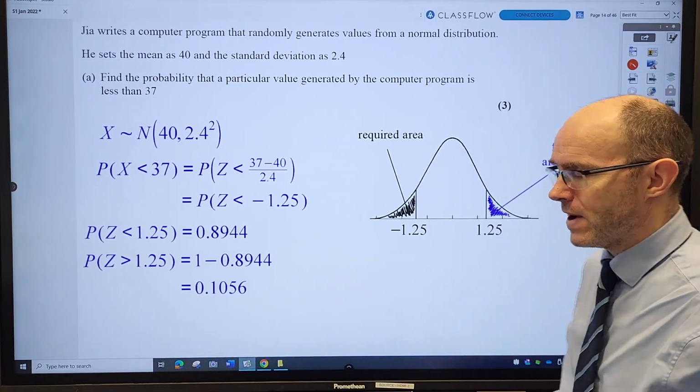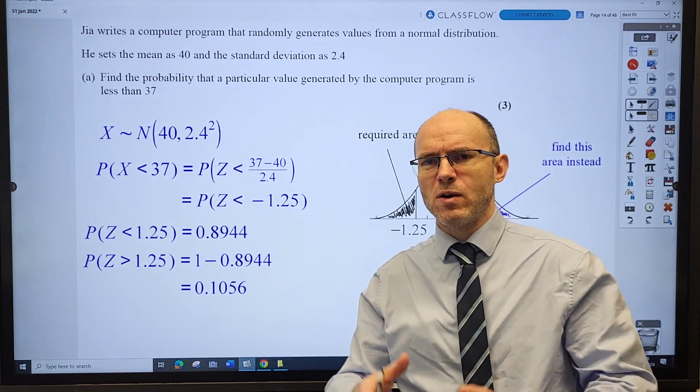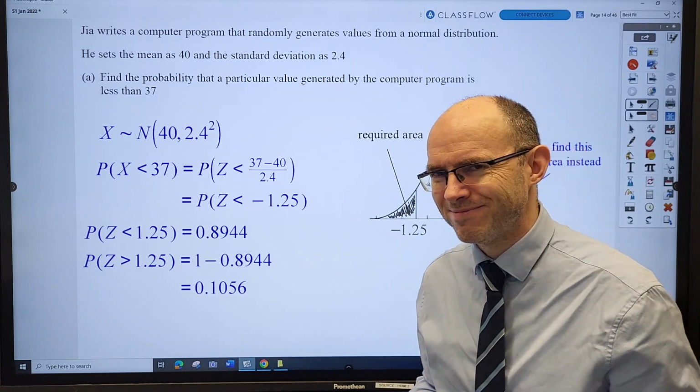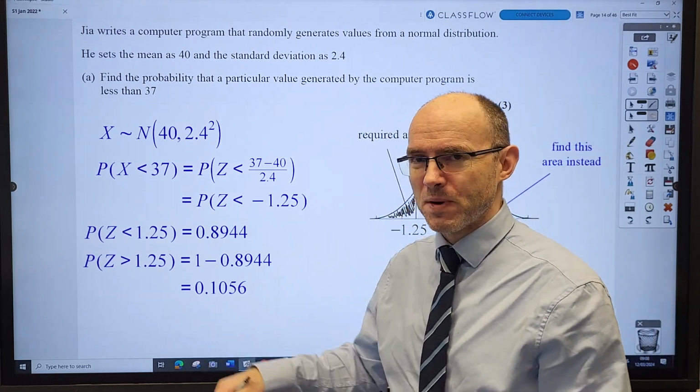Okay. If you're a fan of using a calculator, you can use your calculator method if you want, but I'm a little bit old school and I do like using tables and graphs. Okay. Right, that's the first part.